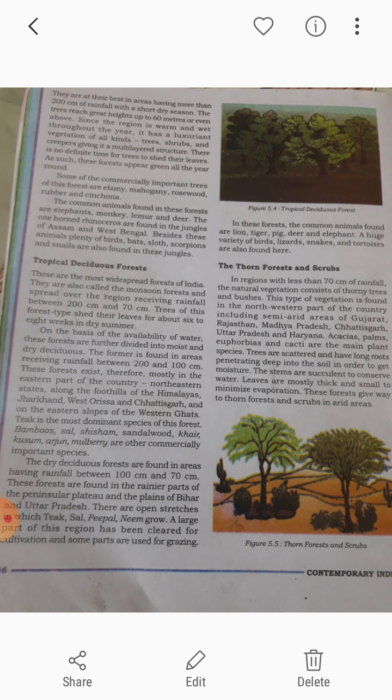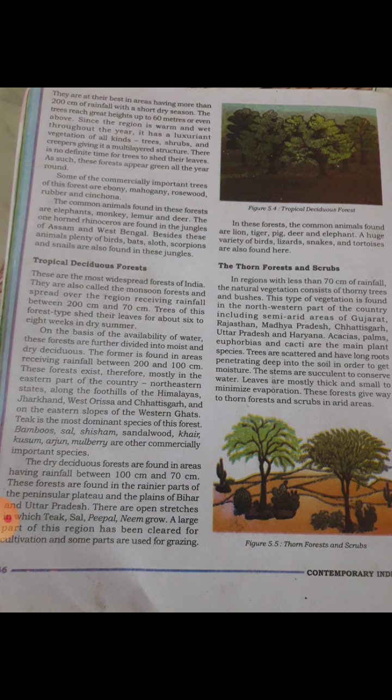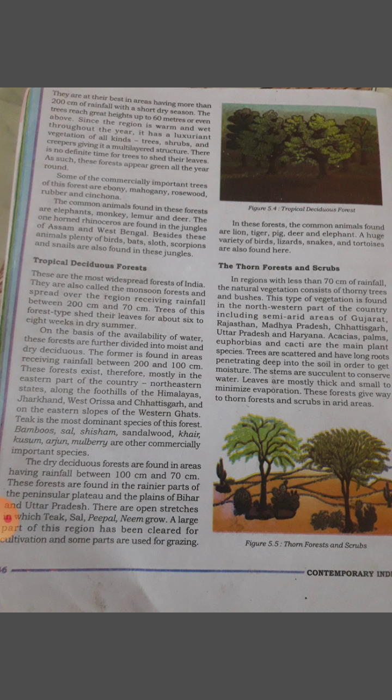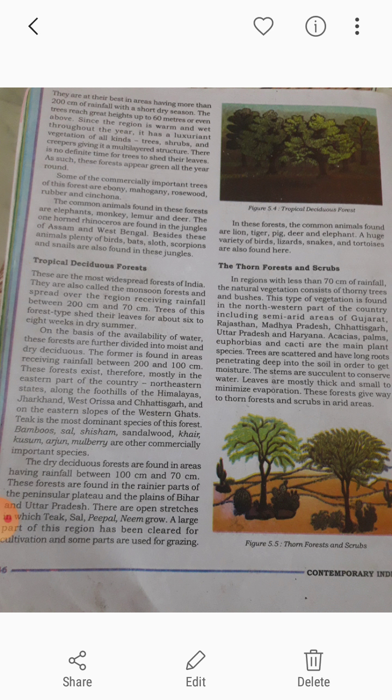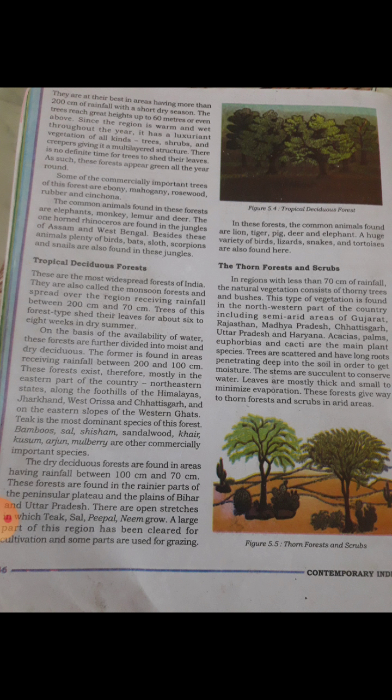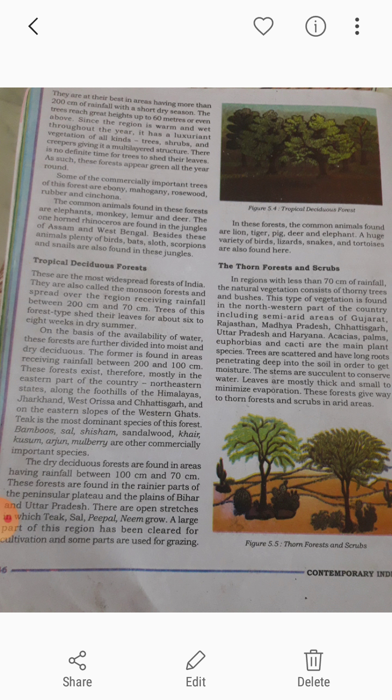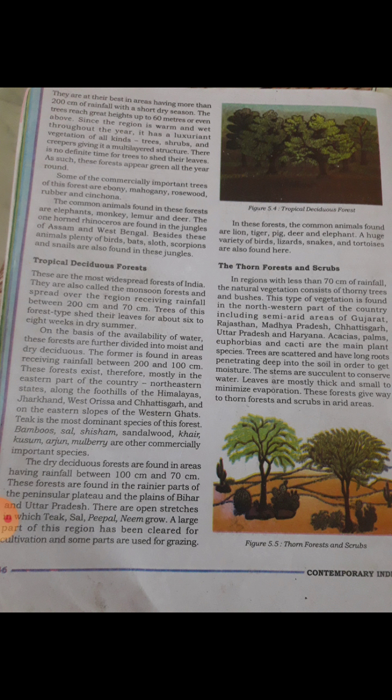Let us move to the dry deciduous forest, where you can find a rainfall of 100 centimeters to 70 centimeters. These forests are found in the rainier part of the peninsular plateau and the plains of Bihar. You can find teak, sal, peepal, and neem also grows. Clear? Now, in these forests you can find very common animals: lion, tiger, pig, deer and elephant.